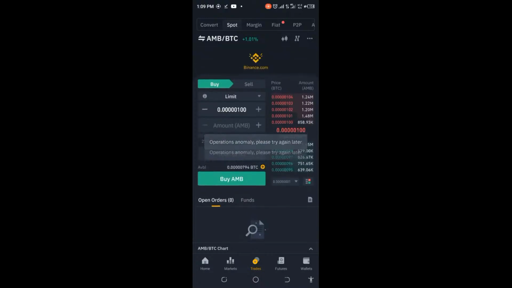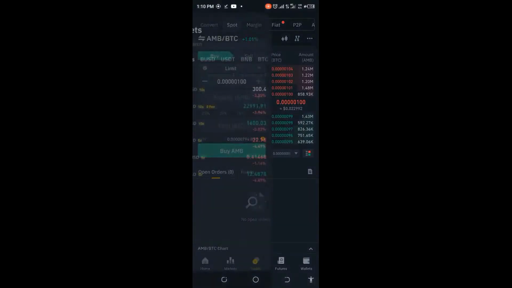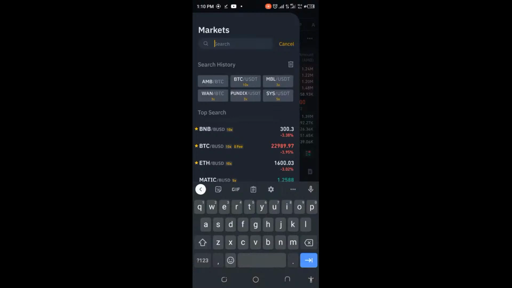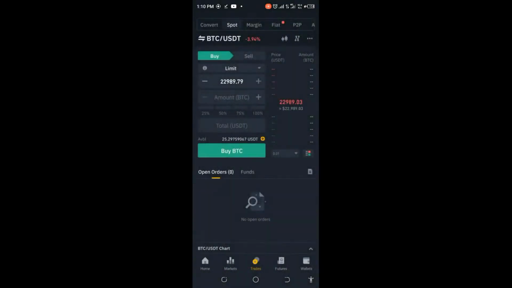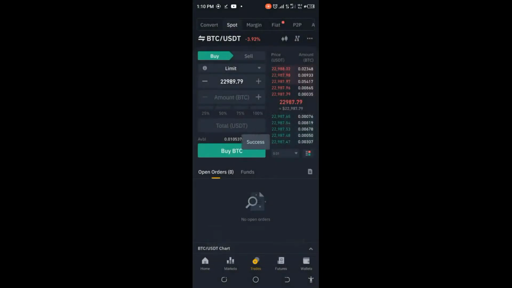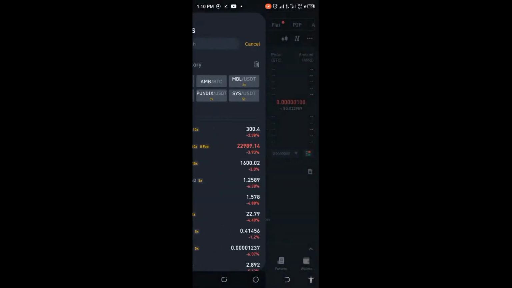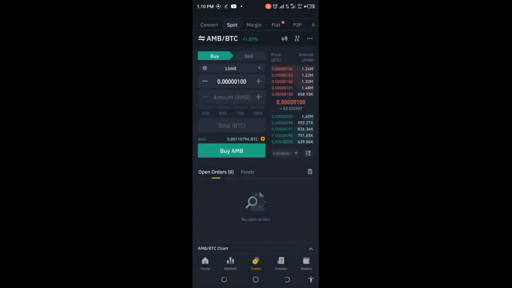Okay, so let me just make sure I check this out. Let's go ahead and try to get some BTC. We have to go and get BTC USDT. Let's get that. What we want to do now is buy 100% of that, and we just buy that immediately, and I'm sure that will go awesome. So we've done that. So we go back to AMB BTC, and then we go ahead and purchase that.